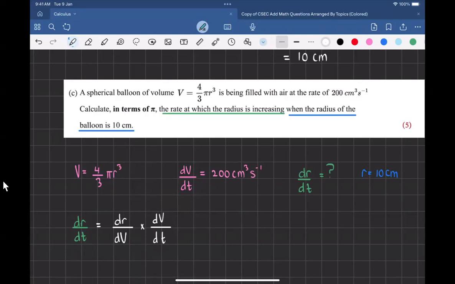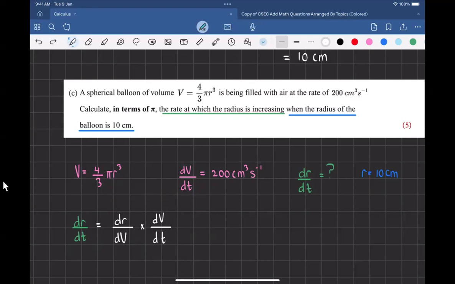It might actually have a little trick in this question, right? So we have DVDT. What's DVDT? 200 cm cubed per second. Right, 200 cm cubed per second. DRDV. Where do you think we're gonna get DRDV from? We have to get that from some equation. What's the only other equation you see in this question?